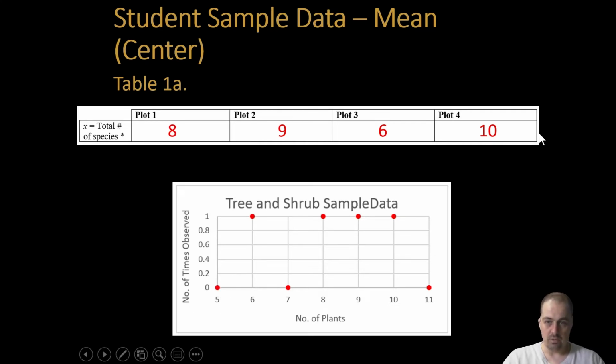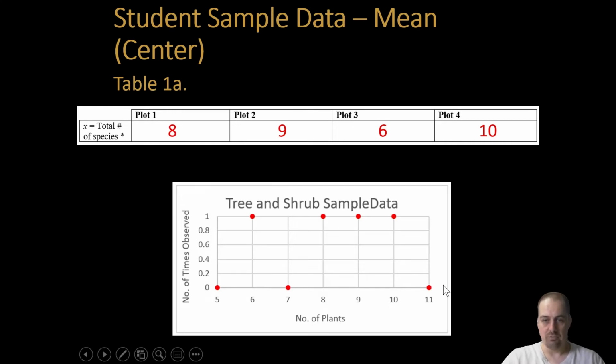So for example, using these numbers up here, 5 wasn't observed, so that's 0. 6 was seen once. 7 wasn't. 8, 9, and 10 were observed once, and 11 wasn't observed. The reason I plotted it this way is just so I could show you how these descriptive statistics work.